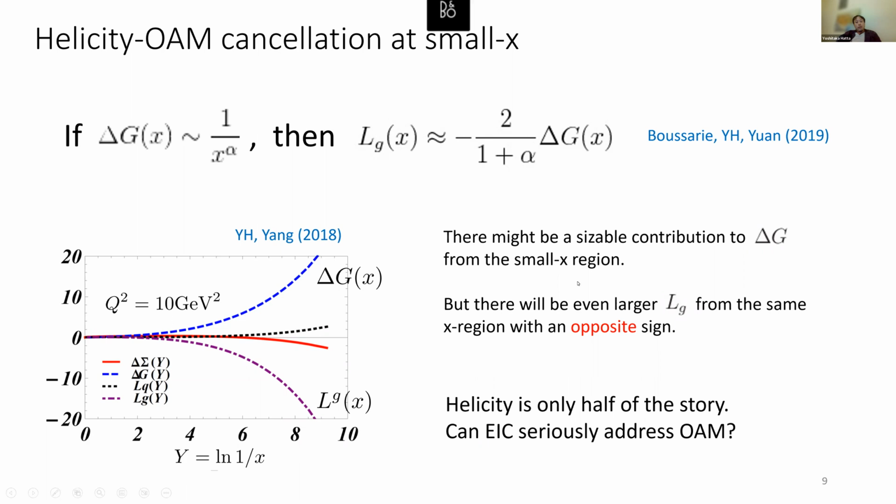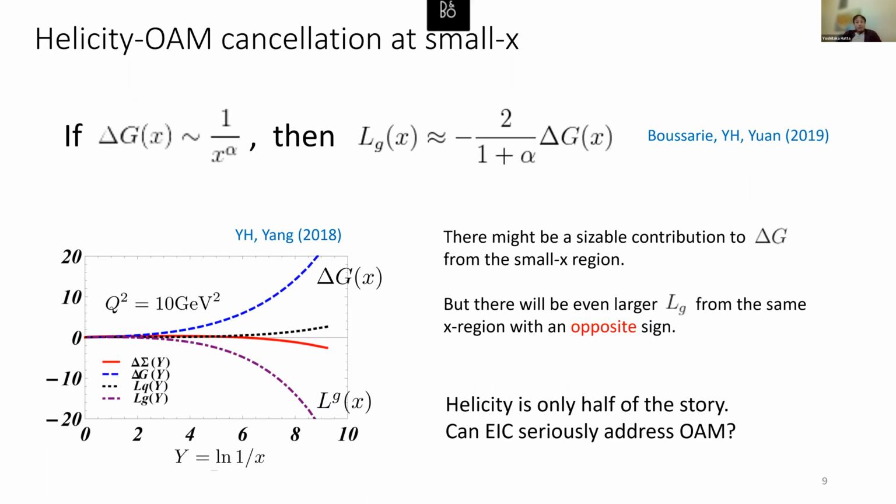So the conclusion here is that there might be a sizable contribution to delta G from the small x region. However, there will be even larger orbital angular momentum from the same x region with an opposite sign because of this cancellation. And so, just measuring delta G will not be a solution of the spin puzzle, and helicity is only half of the story. It's actually half of the half. And then the big question for us is, can the EIC seriously address the orbital angular momentum?